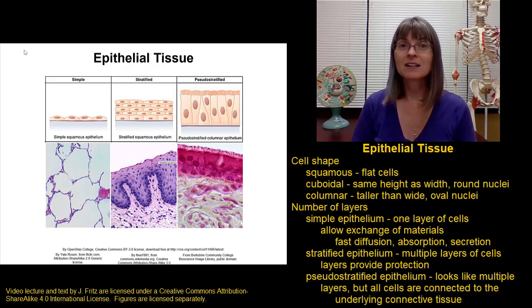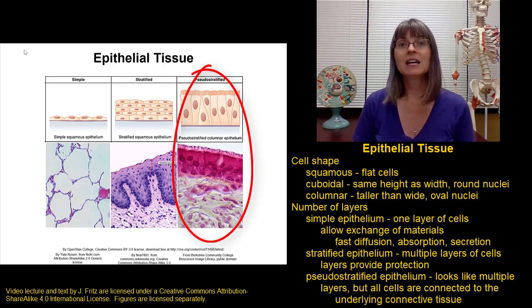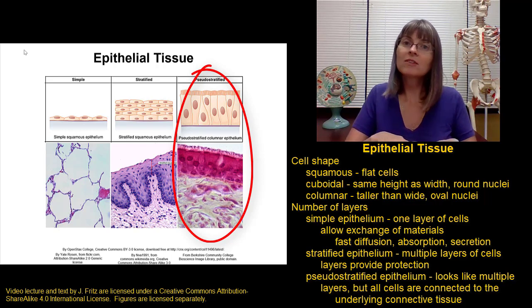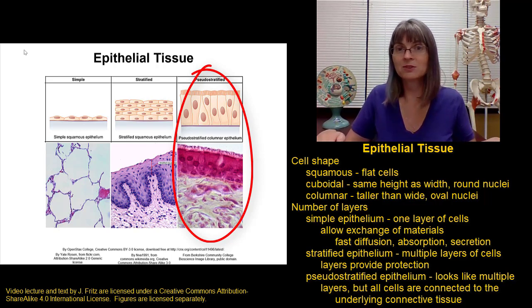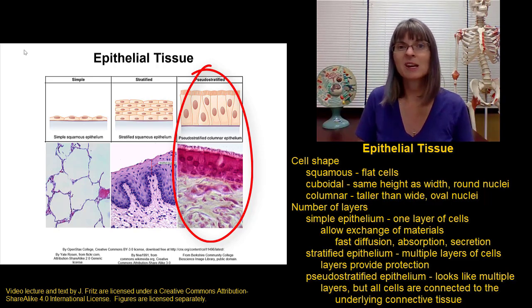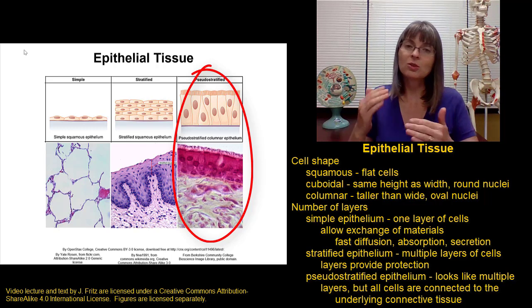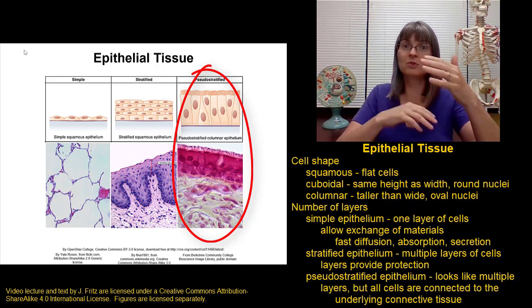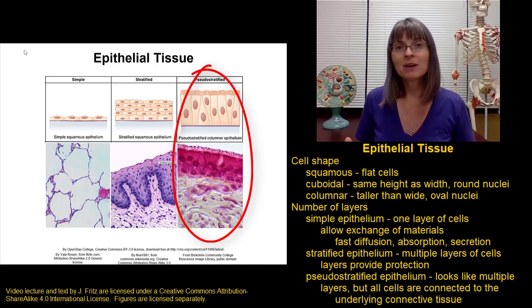A slightly odd sort of epithelial tissue is what's called pseudostratified. In this type of epithelium, all of the cells are connected to the underlying connective tissue at the basal surface, but not all of them reach all the way to the apical surface. And we end up with a tissue that looks like it has different layers because we have nuclei at a lot of different levels, but in fact it really is only one layer of cells.